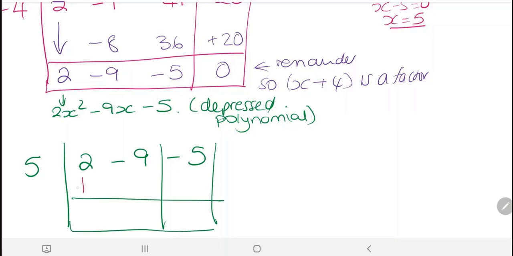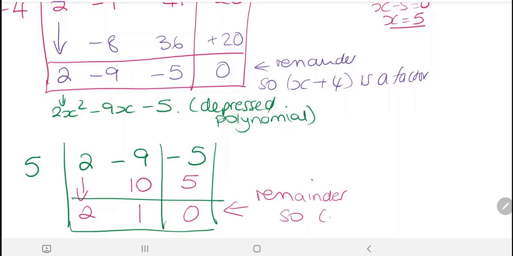So bringing down the 2, 2 times 5 is 10. 10 minus 9 is 1. 1 multiplied by 5 is 5. And we have a remainder of 0. So the remainder is 0. So x minus 5 is a factor.